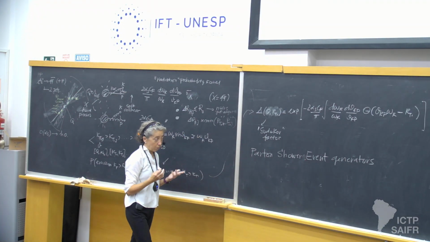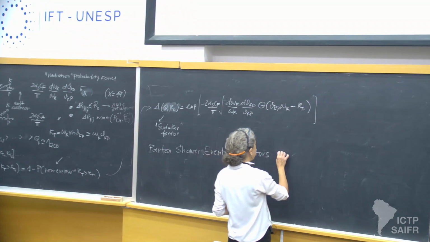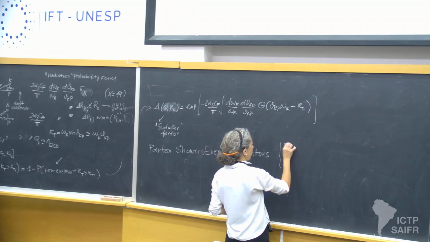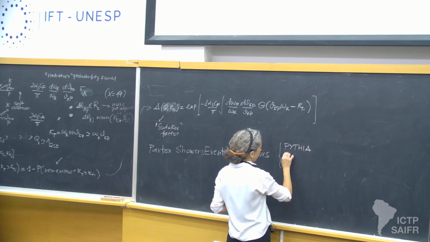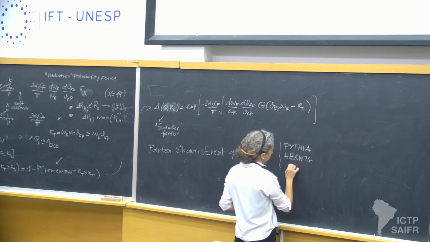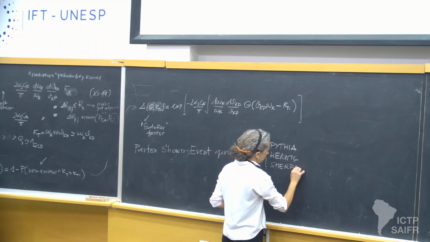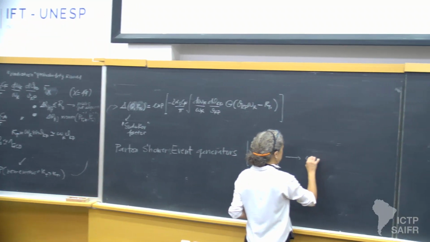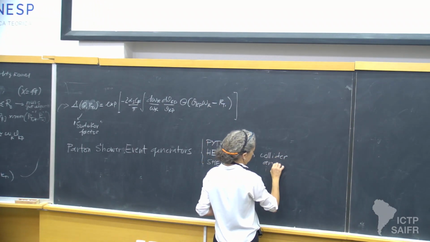Some principles are common. So first of all, what are these objects? You may have names in mind. Popular objects are Pythia, or Herwig, or Sherpa. These are the three names that always come up in all collider experiments or collider analyses.